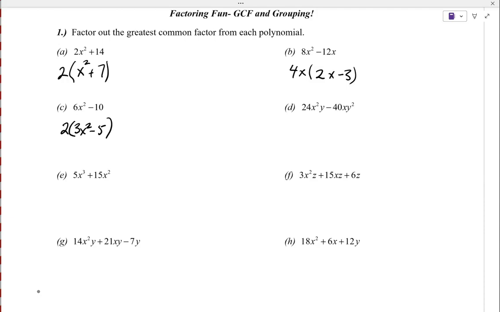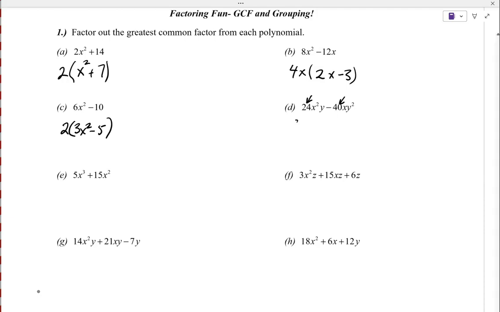Yeah. How about part D? Looking at the numbers again first. We got a 24 and a 40. Yeah, 8 works nicely, right? Because 8 goes into 24 3 times. 8 goes into 40 5 times.